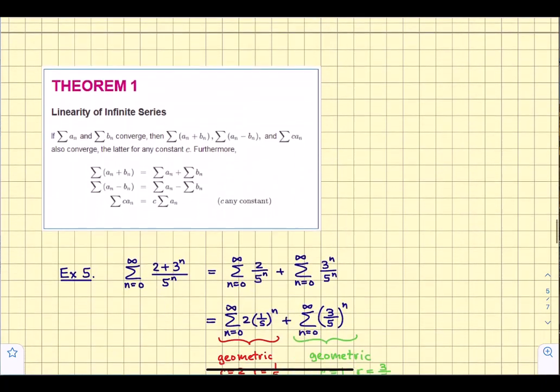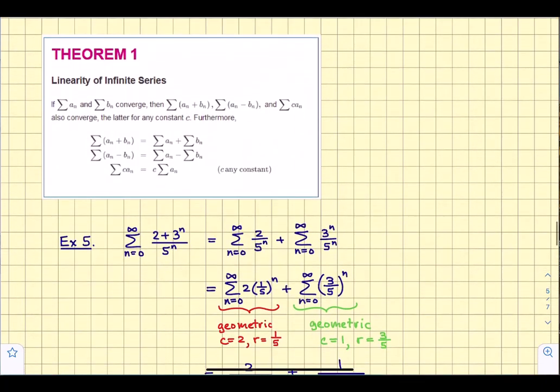Okay, a couple of other things we need to enter into the official record. Again, linearity of infinite series. It basically says that if you have convergent infinite series, and you want to do the sum of an plus bn, we can rewrite that as the sum of the an's plus the sum of the bn's. If you have the sum of the an's minus bn's, you can do the sum of the an's minus the sum of the bn's. And if you have the sum of a constant times an, you can do the constant times the sum of the an's.